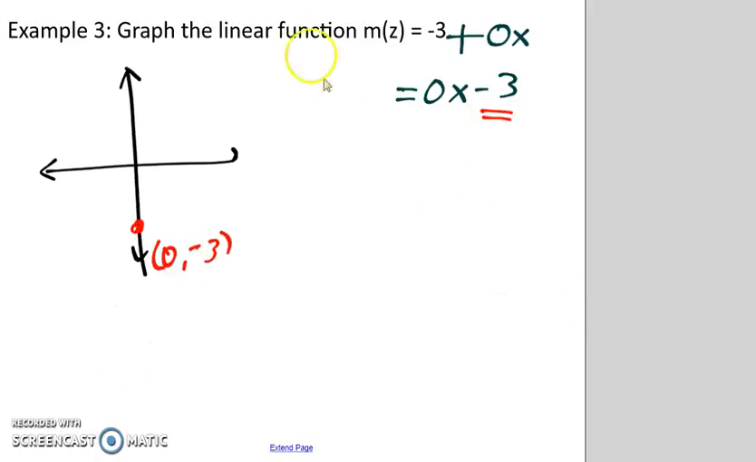And the slope is 0. So if you think about it in terms of rise and run, you're going to rise 0, and you're going to run as far as you want. It doesn't matter. What you see here is a horizontal line. In terms of a function, this is called a constant function because whatever x value you input, the output is always -3. So this is a constant function. It's constantly -3.